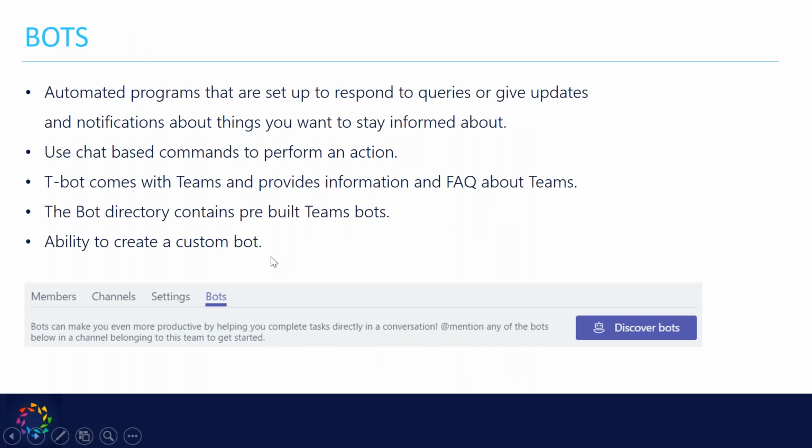And last but not least, let's talk about bots. So bots are automated programs set up to respond to queries or give updates and notifications about things you want to stay informed about. Basically, they're ways to automate simple processes. They use chat-based commands to perform an action. So an example I've used is there's one where you can get daily Scrum meeting updates. So you can just type in meeting update, and then from there the bot will ask you for your updates. It puts them in a report for the project manager.